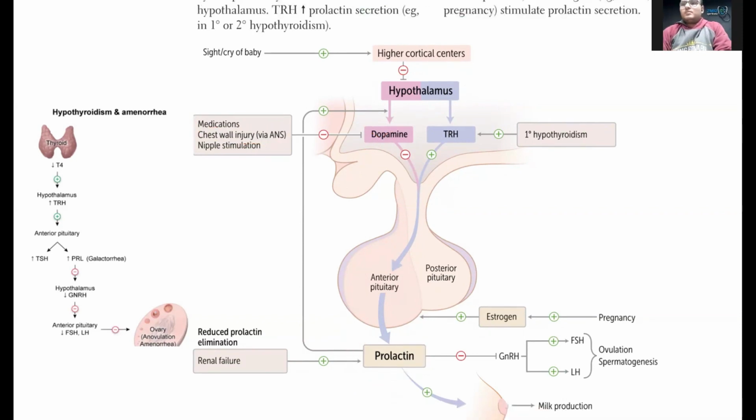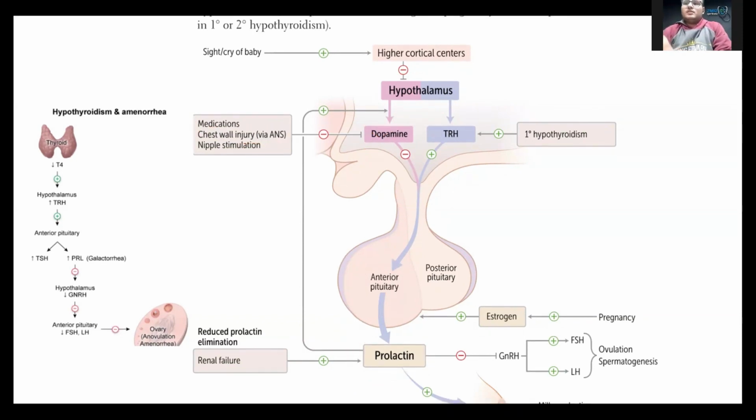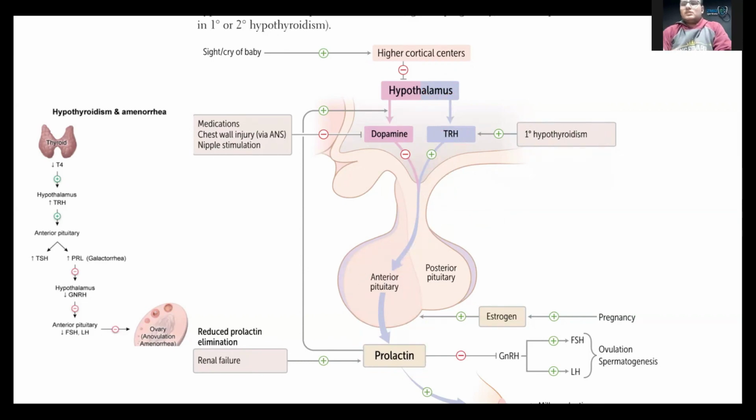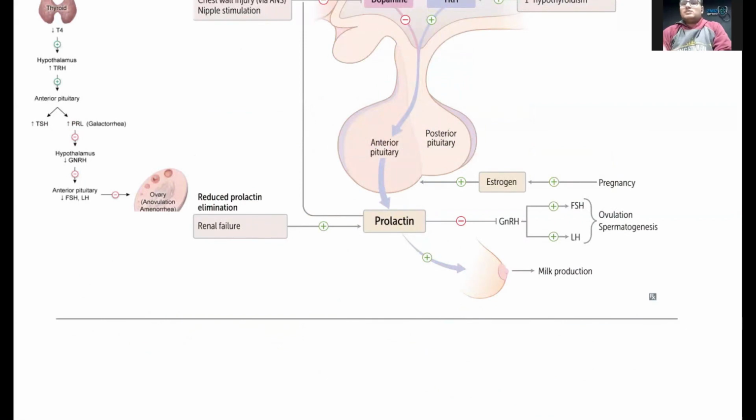Now we will discuss another pathway, hypothyroidism, either primary or secondary. It increases thyrotropin releasing hormone from the hypothalamus. Thyrotropin releasing hormone increases not only thyroid stimulating hormone from the anterior pituitary, but also prolactin. So both hormones increase, and in this way there is increased prolactin.